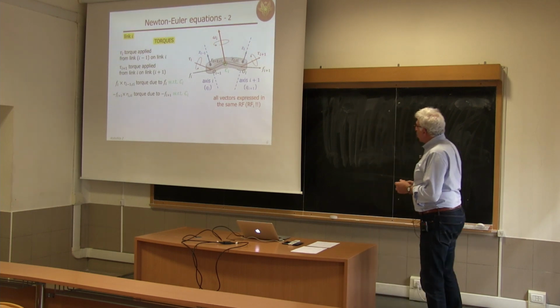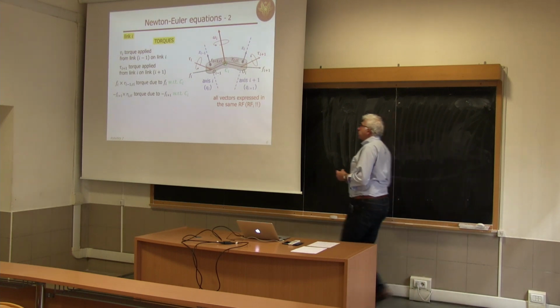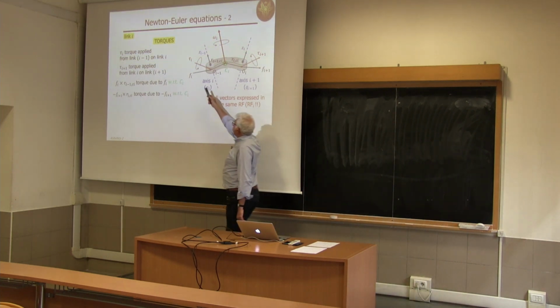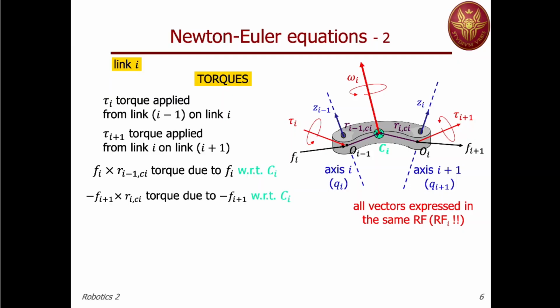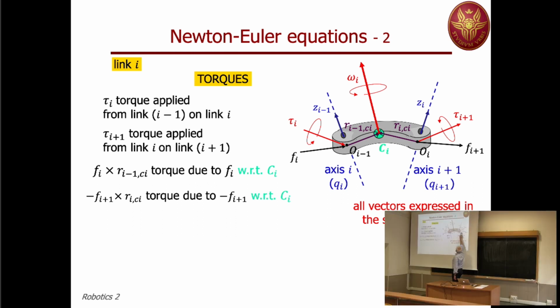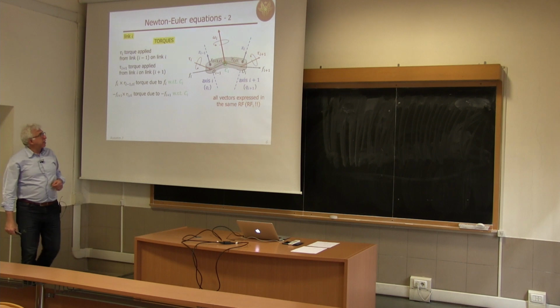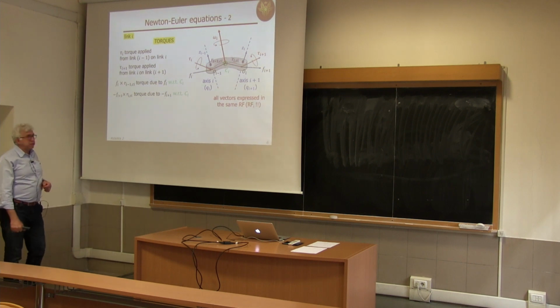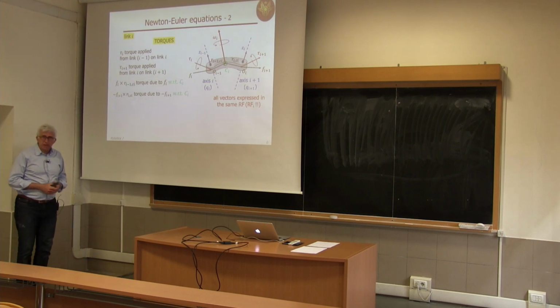Okay? So in doing this balance, we have to consider, as before, the pure torque transmitted from link i-1 to link i, which we called tau_i, and the pure torque transmitted from link i to link i+1, which we call tau_{i+1}. But of course, since the balance is made on link i, by the principle of action and reaction, we should consider this with a minus sign. So the torque transmitted from link i+1 to link i. But there are extra torques being produced by the forces acting on this system.